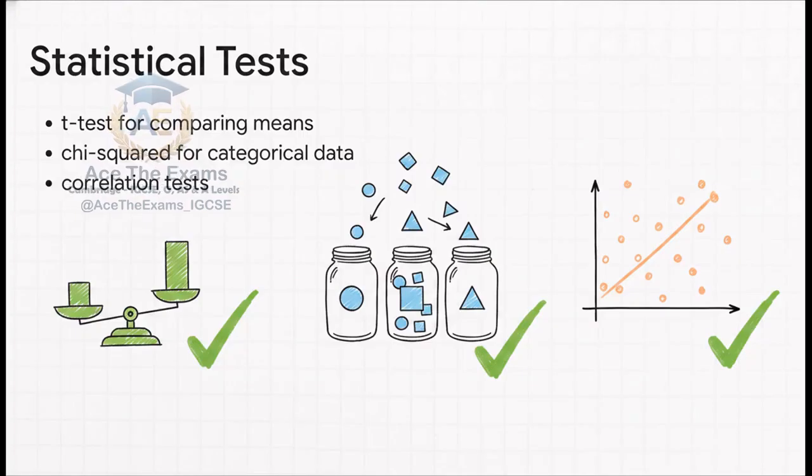Okay, got 'em? Let's reveal the correct answers. For comparing means, you absolutely must use the t-test. For categorical data, it's chi-squared. And for testing relationships between variables, you use correlation tests.